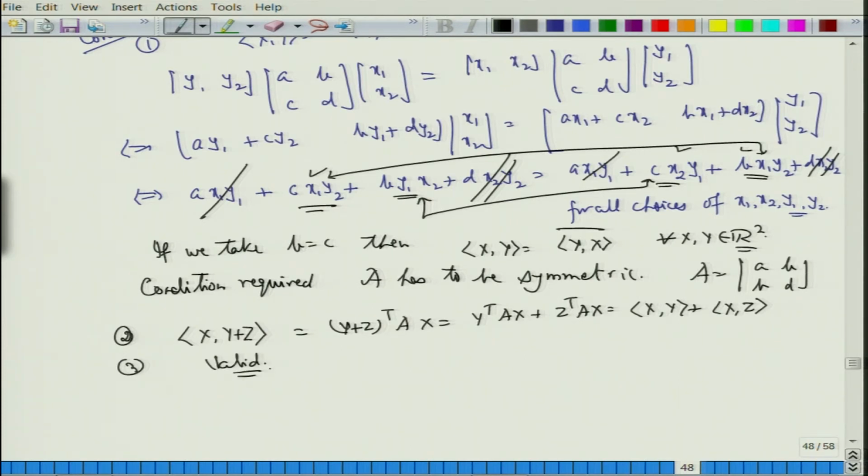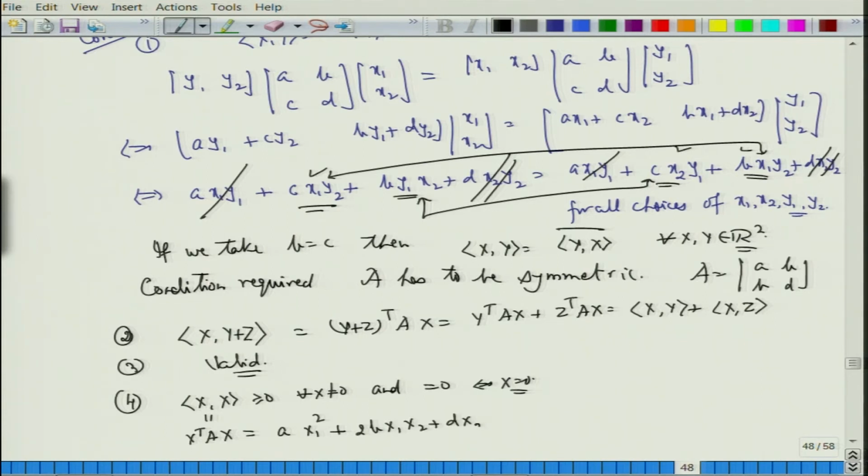Now the problem is with the fourth part. We want that <x, x> should be greater than or equal to 0 for all x not equal to 0, and equality if and only if x is 0. All right, this is what we want. So let's compute that part. This gives me x transpose Ax, which I would like you to see is nothing but a times x1 square plus 2b x1 x2 plus d times x2 square.